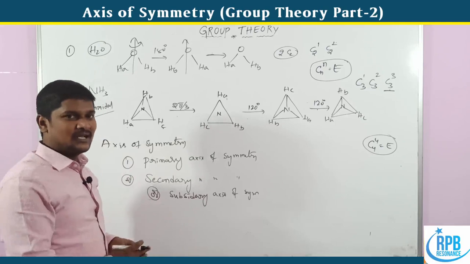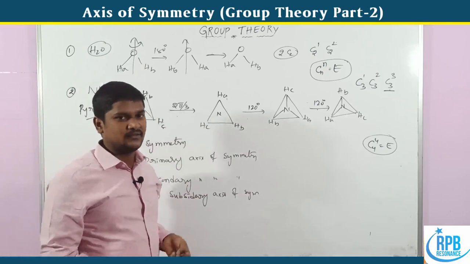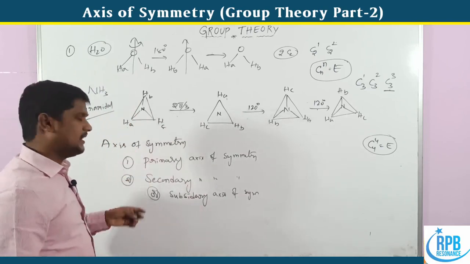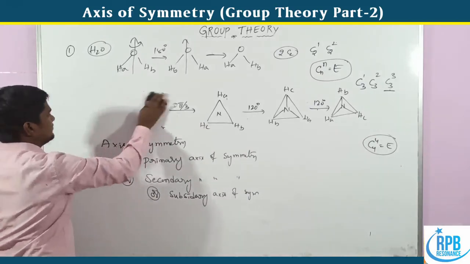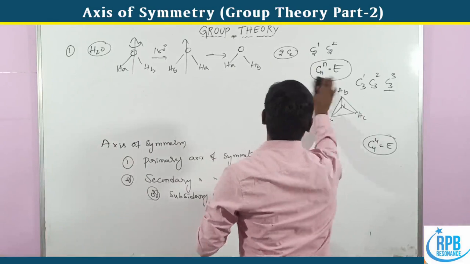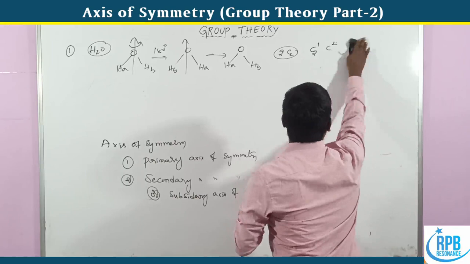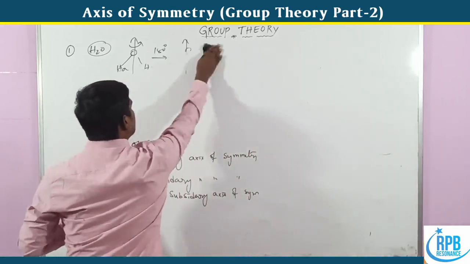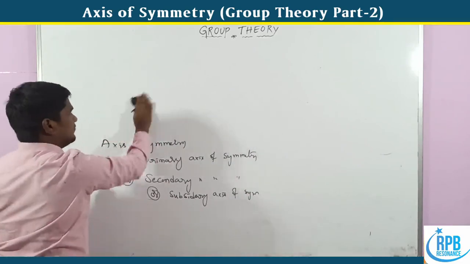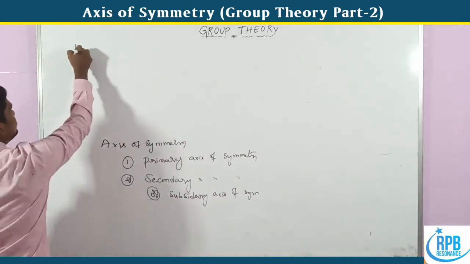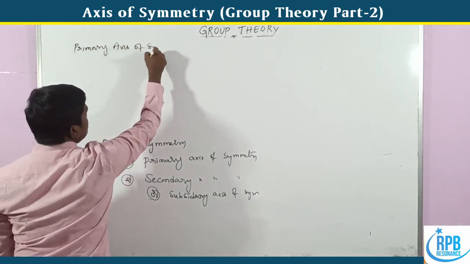Now before going to the complicated molecules representation, we are aware of these two classifications of axis of symmetry: one is primary axis of symmetry and another one is secondary axis of symmetry. Now let's move on to those primary and secondary axes of symmetry. Okay, so first one, the primary axis of symmetry.